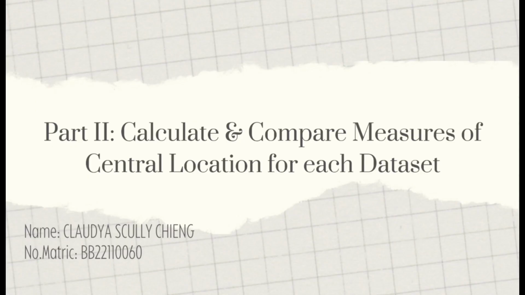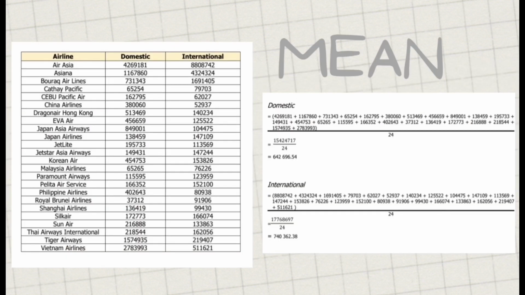My name is Claudia Sculici and my matrix number is BB221100060, and I will be presenting for part 2, calculate and compare measure of central location in each dataset. So for this part, we need to find three things, which is mean, median, and mode. So we start with the mean first.